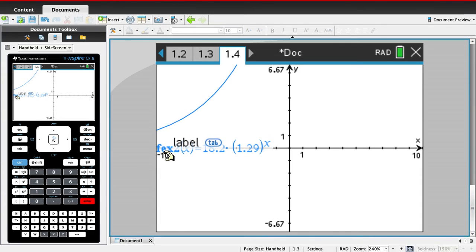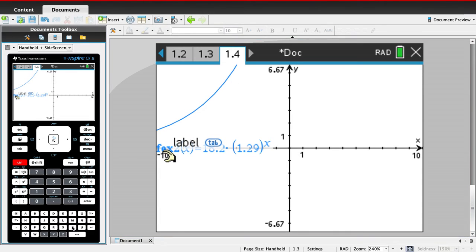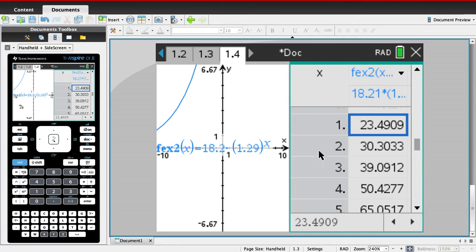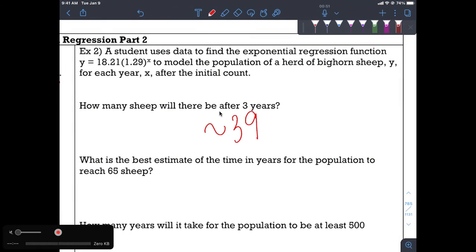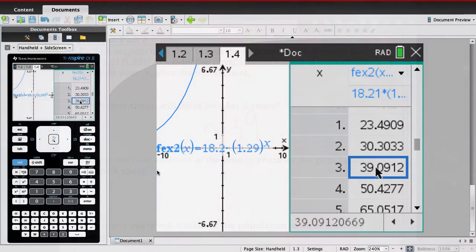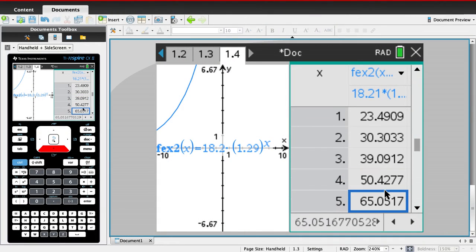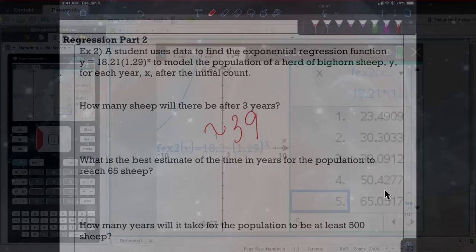And they're asking me how many sheep will there be after 3 years. Let's go ahead and take a look at the table. I'm looking for x equals 3 years. Approximately 39. Okay, pretty simple. What is the best estimate of the time in years for the population to reach 65? So let's look for 65 over here. Approximately 5 years.